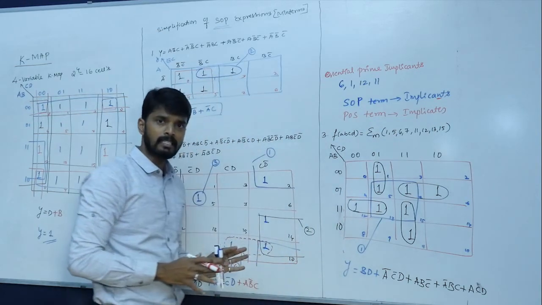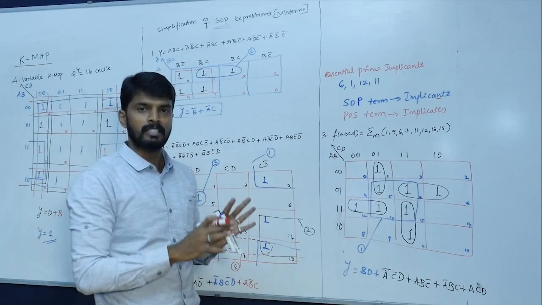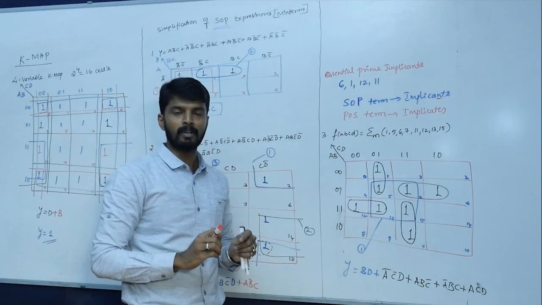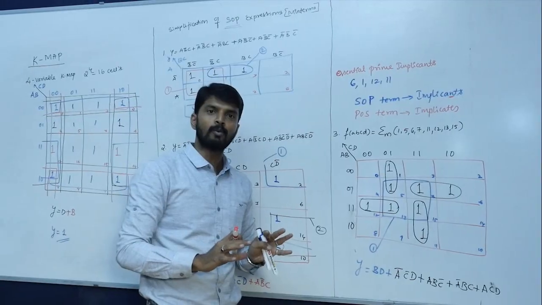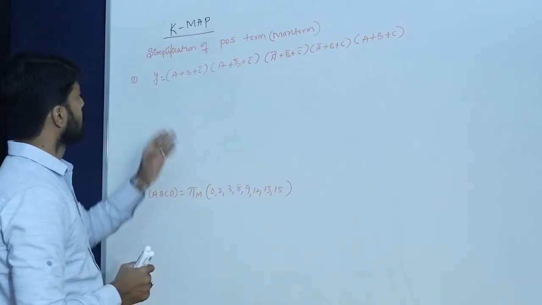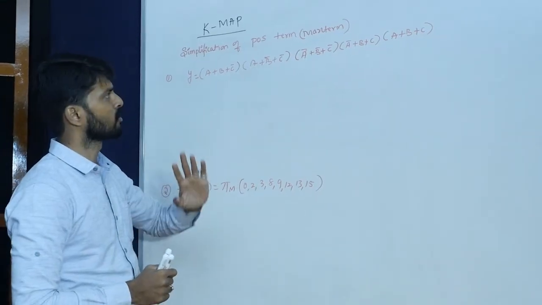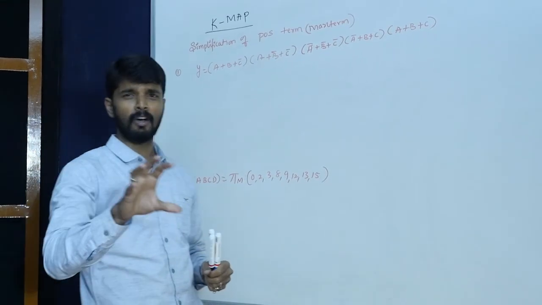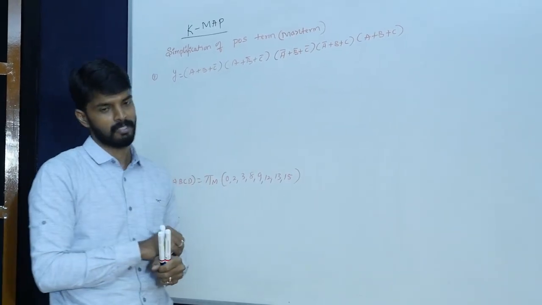Now, as such, we have discussed only the SOP equation, synthesis or the reduction with the help of K-map. Now we will see some of the examples related to the POS equations also, and we will see how to group that POS. Now we will see how to simplify the POS equation or the POS term with the help of K-map. As such, we discussed only the SOP terms. Now we will discuss how to simplify the POS equation.